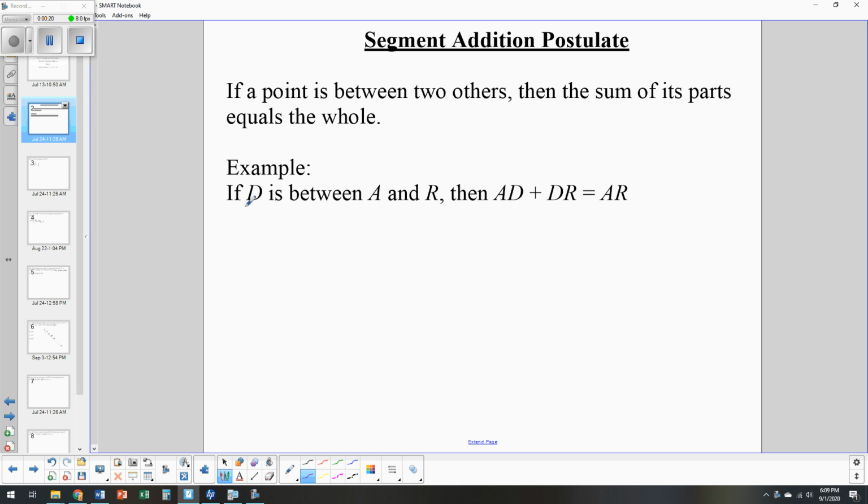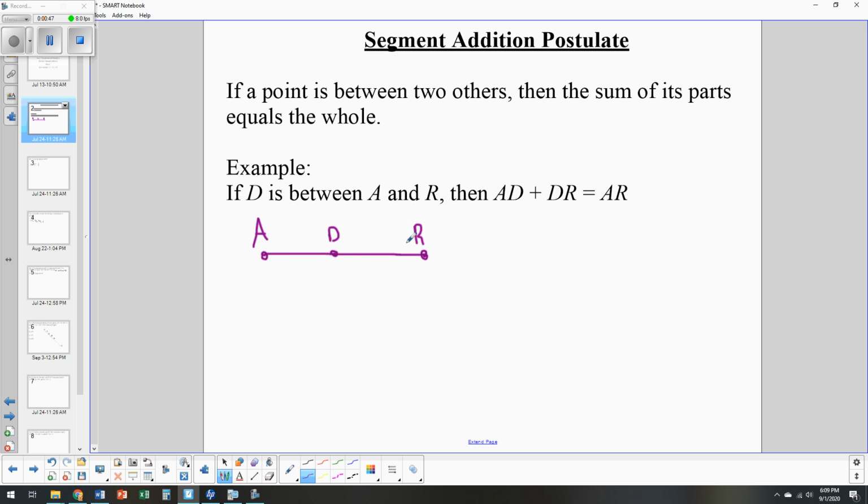So here we have an example. If D is between A and R, so on a segment, D is between A and R. So A is at one end, R is at the other, and D is somewhere in between them. So if we have a picture that looks like this, then AD, this segment here, plus DR, this segment here, equals AR, the whole thing.